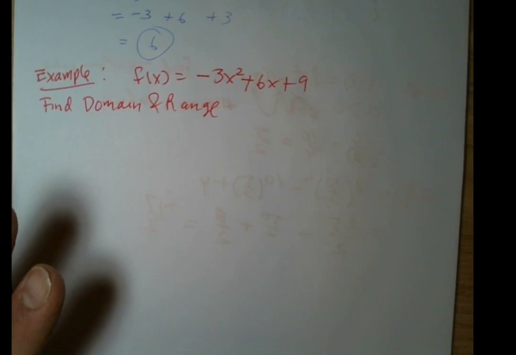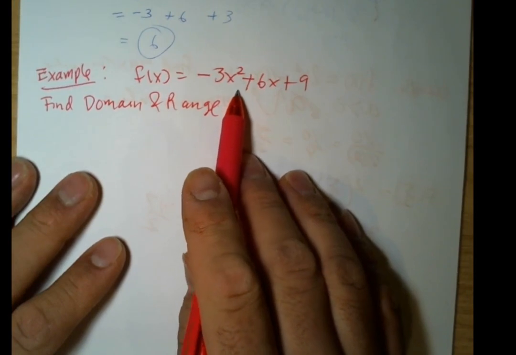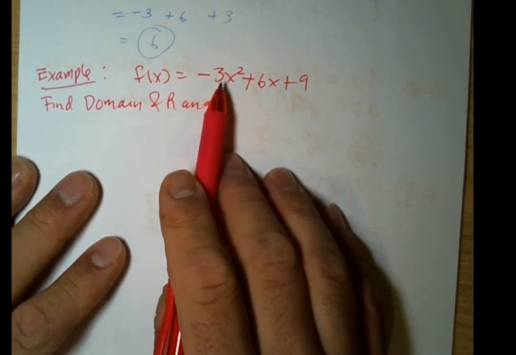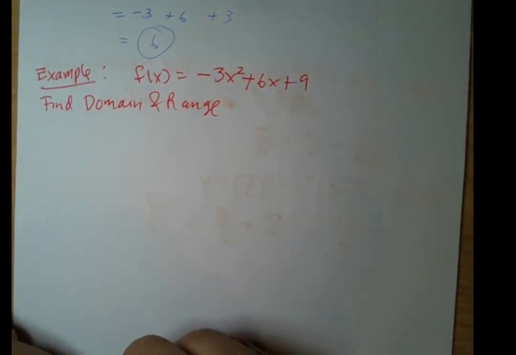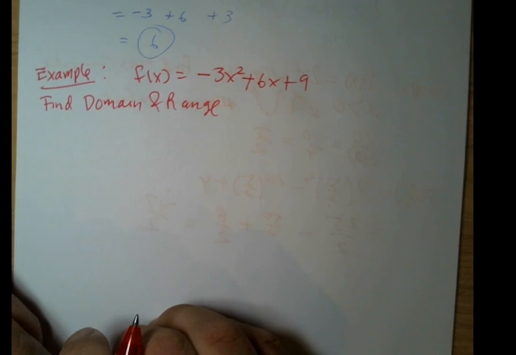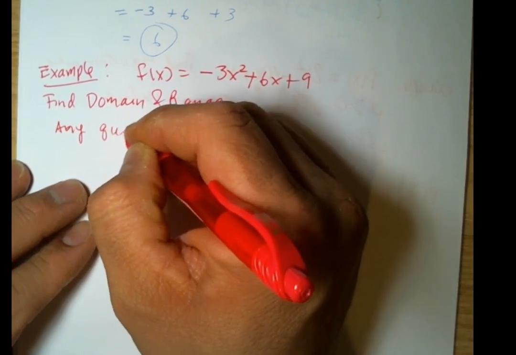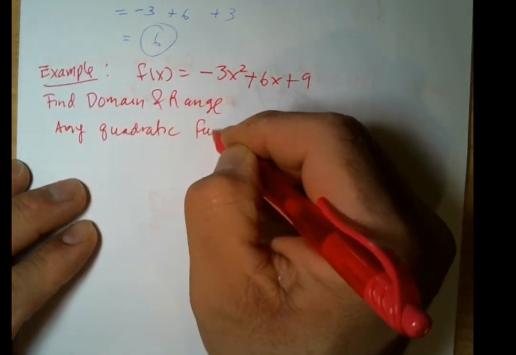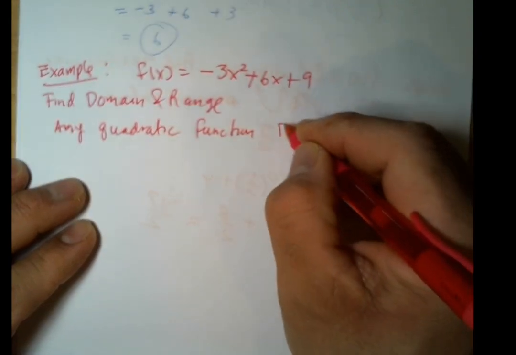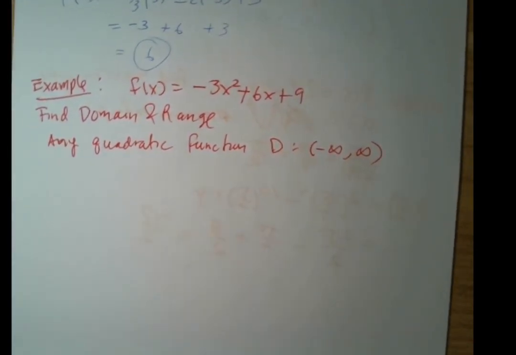Okay, now one thing about these quadratics here, or really any power function or polynomial, the domain is the input. Now if you notice here, really we're just multiplying, adding, subtracting numbers, right? So I can do that with any value that I want, right? So what I'm getting at here is that for any quadratic function, the domain is always going to be all real numbers.